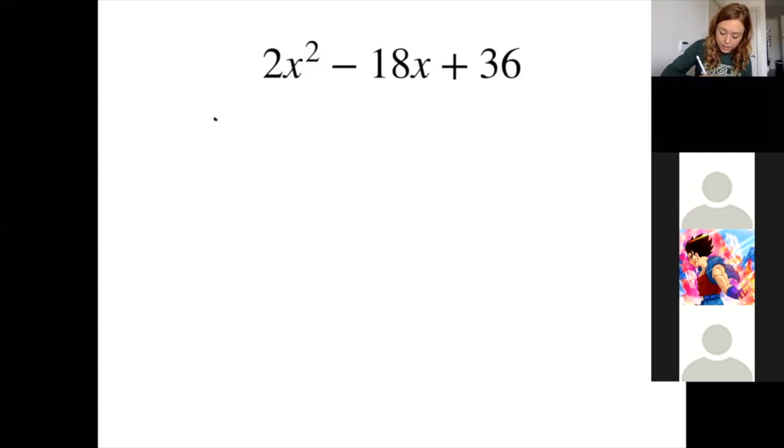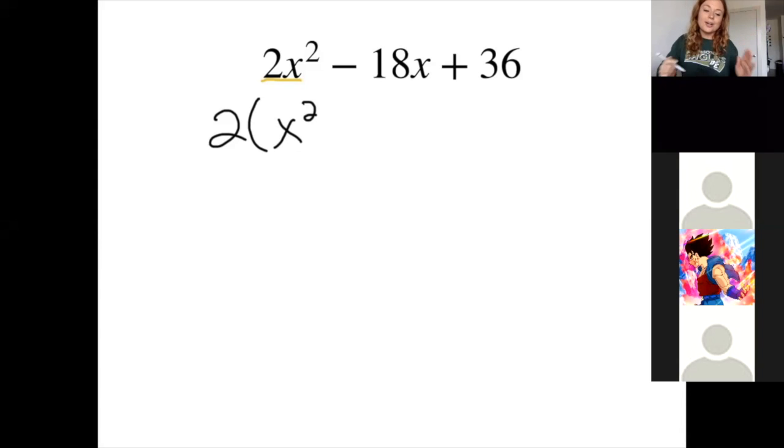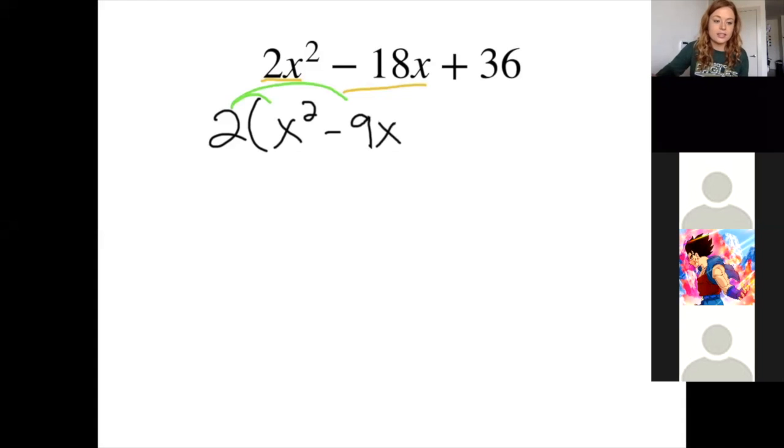I'm going to take a 2 out and see what would be left inside the parentheses. So 2 times what gets me back to 2x squared? Well, 2 times x squared. The 2 is already there, so all that's left is x squared. I'm unmultiplying, using the distributive property backwards. Now 2 times what would get me to this negative 18x? Well, 2 times negative 9, and there was no x on the outside, so I still need an x on the inside.